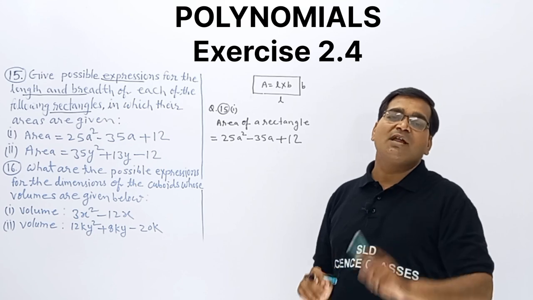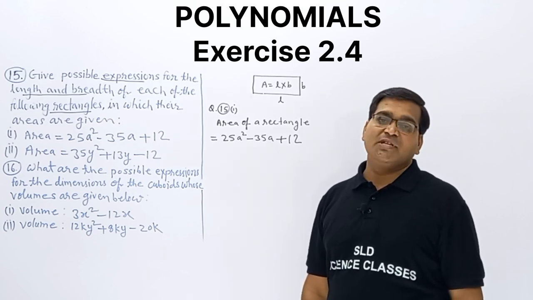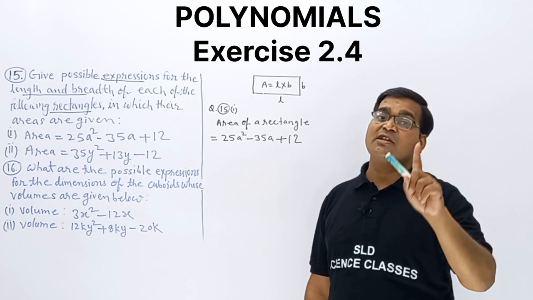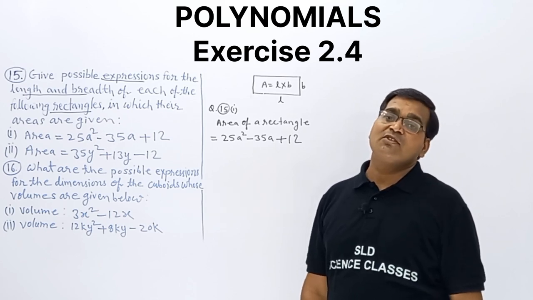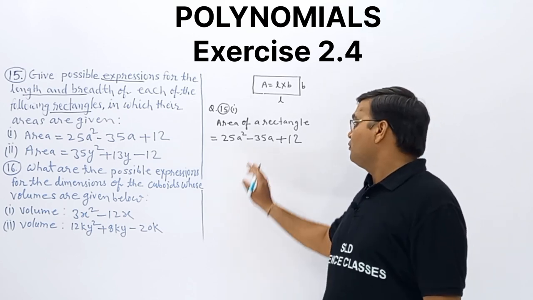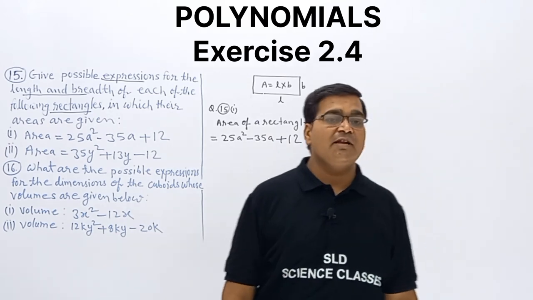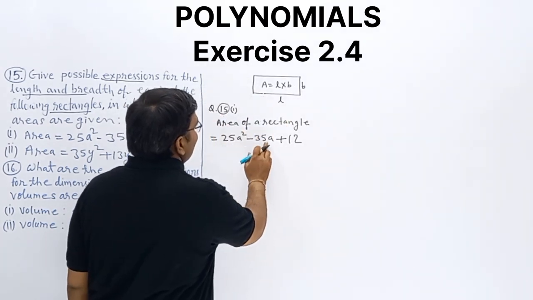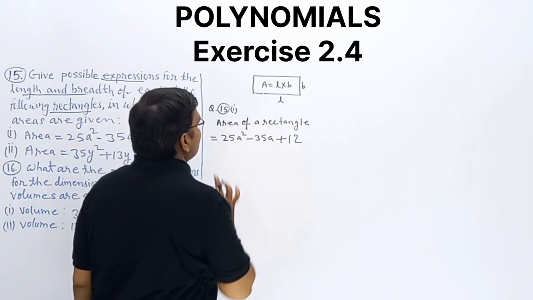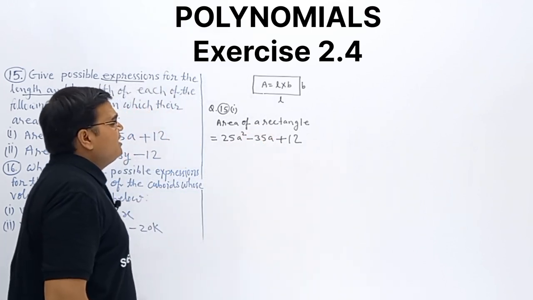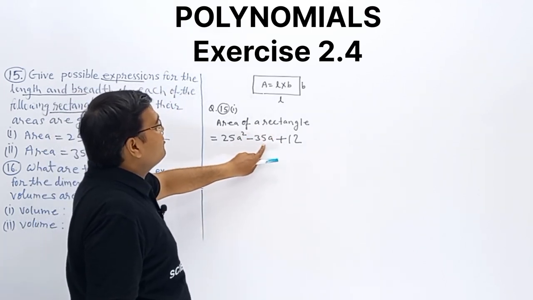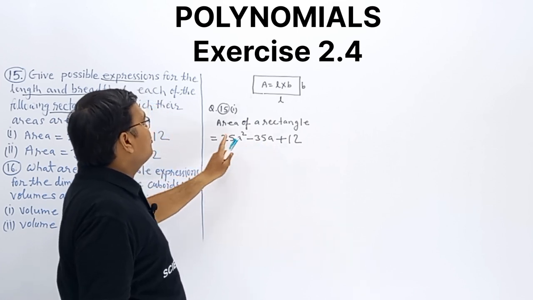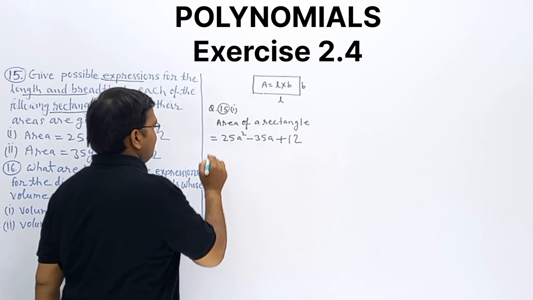So both are length into breadth. We have 2 factors: one factor will show the length and another will show the breadth. So we will factorize this one. How will we factorize? 25a square minus 35a plus 12. We will split the middle term. The sum should be minus 35a, and the product of both parts should be the product of the first and last term.